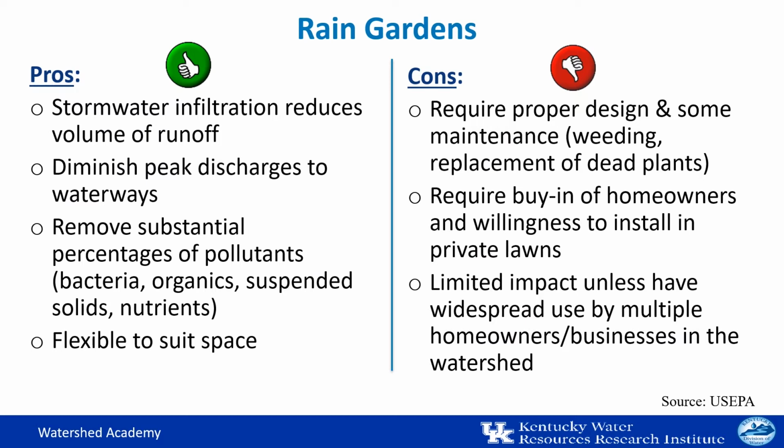Rain gardens are very similar to bioretention cells in the pros and cons. They reduce the stormwater volume as well as their peak discharge. They can remove pollutants and they're very flexible. But the cons are they do need to be designed properly.